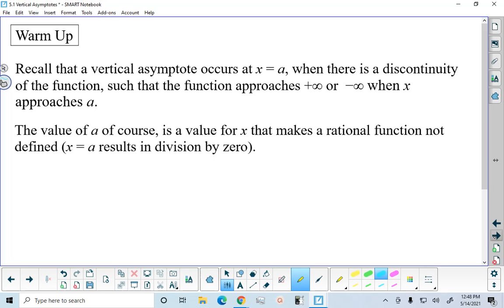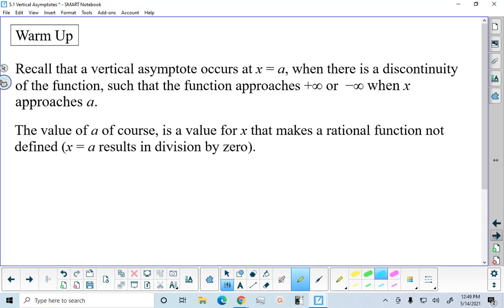So to begin with, a vertical asymptote occurs at a particular value of x if there's a discontinuity of the function. So there's a break in the function, but it's more involved than that. If I just said there's a break in the function, unless the function approaches infinity or negative infinity, it's not an asymptote. If we have just a hole, that is a break in the function, but the graph is not approaching infinity or negative infinity when it gets close to that non-permissible value of a.